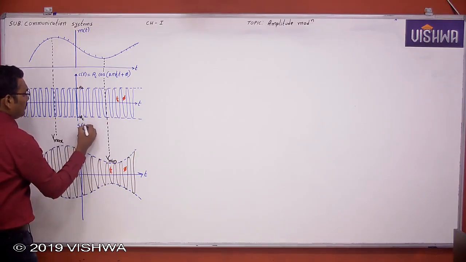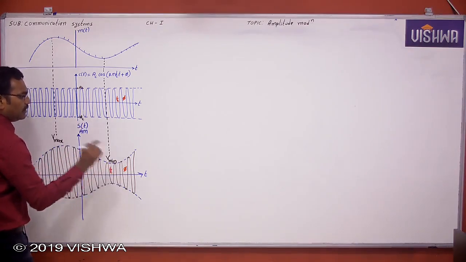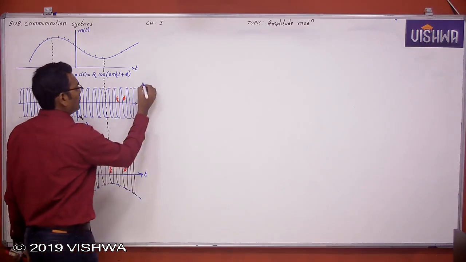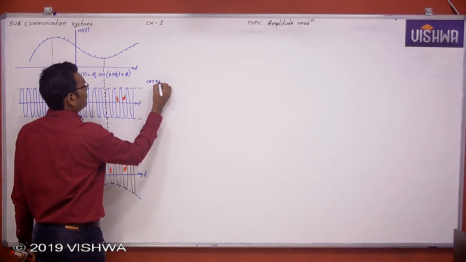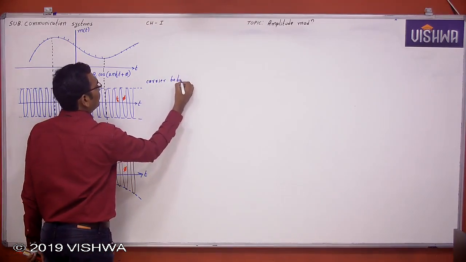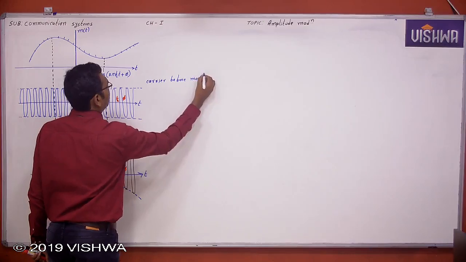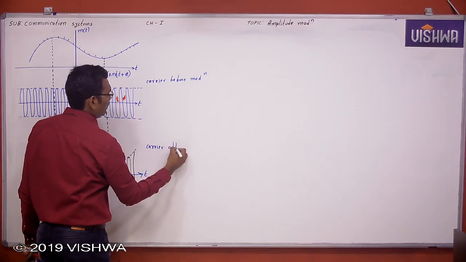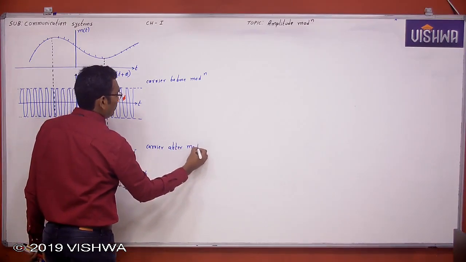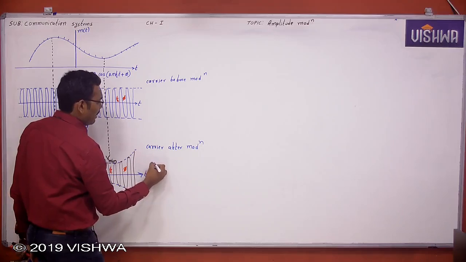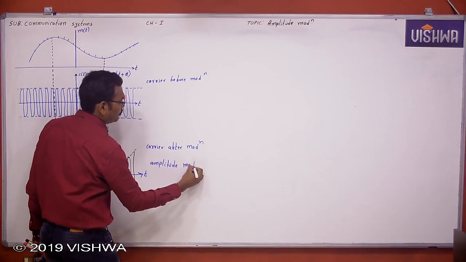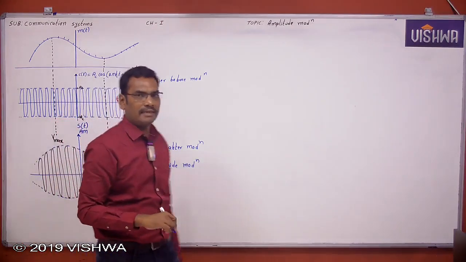This is nothing but amplitude modulation, the AM wave. This is the AM wave in time domain. This is the carrier before modulation, and this is the carrier after modulation. This is amplitude modulation because the amplitude of the carrier is changing.